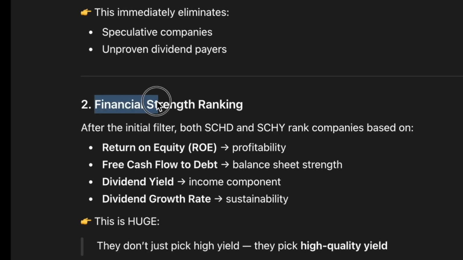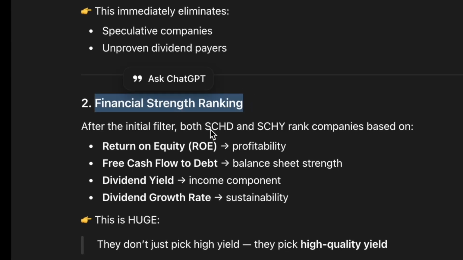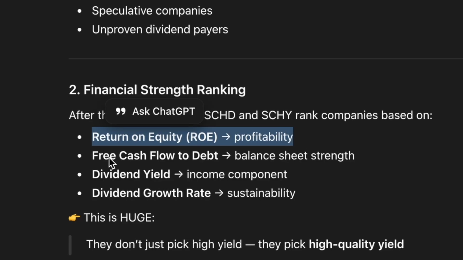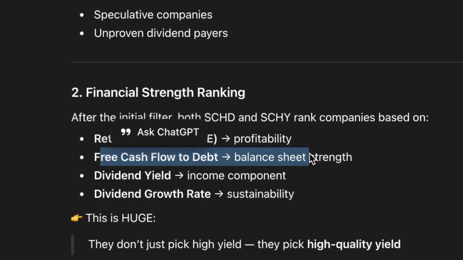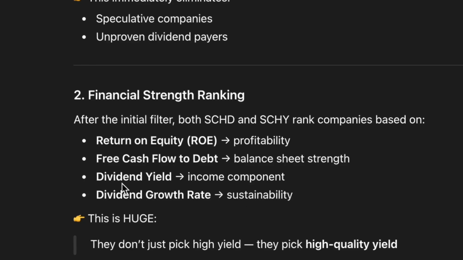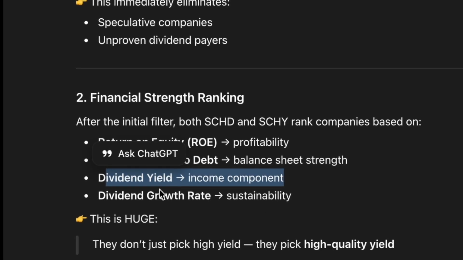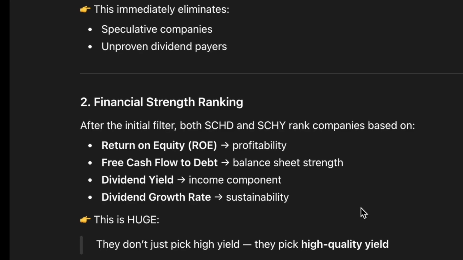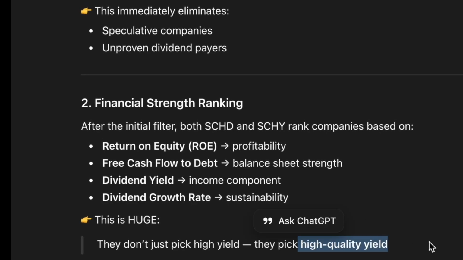And they also follow a financial strength ranking. It focuses on return on equity, which equals profitability, free cash flow to debt, which means they have a strong balance sheet, dividend yield, which is your income component, and then dividend growth rate, which equals sustainability. You're not just picking yield, you're picking high quality yield.